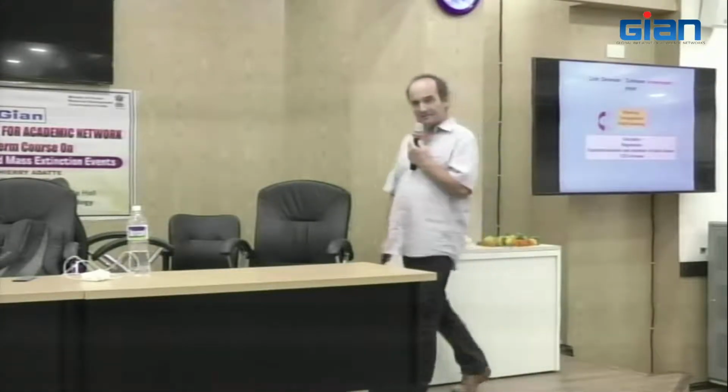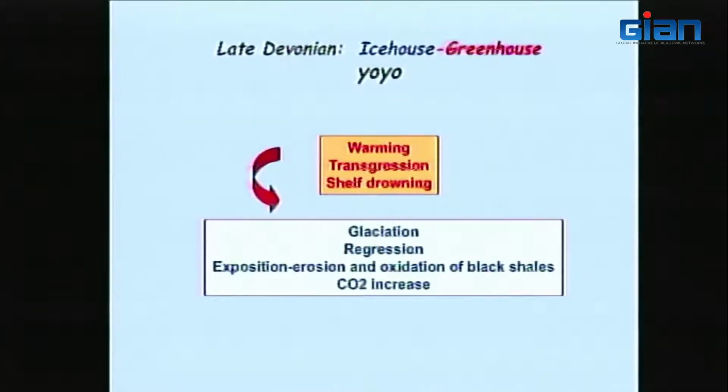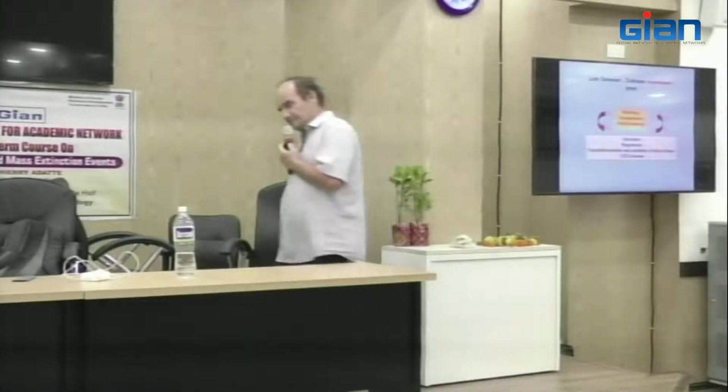And what happens if you have an oxidation of the black shale? What do you produce? CO2. Oops, not water, CO2. CO2, exactly. This is also a source. The CO2 may increase again, and again, you start these things again.